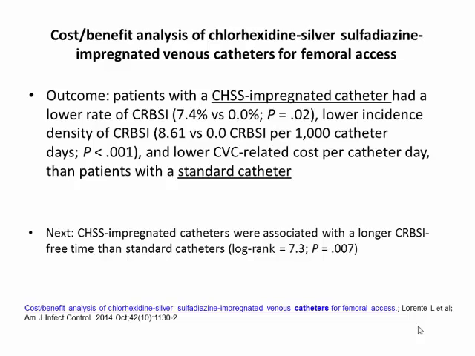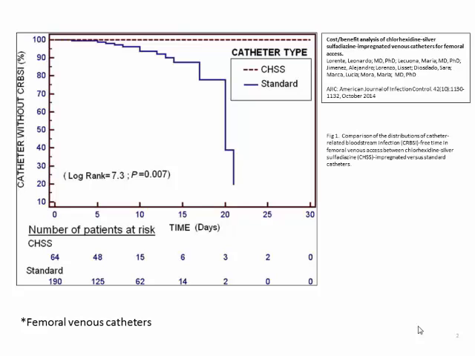And the next one actually, they saw that they had longer bloodstream infection free time among the CHSS impregnated catheters compared to the standard ones. So this was over the entire duration of 30 days. So that's 100% infection free time. So catheter without developing that bloodstream infection, that was 100%.